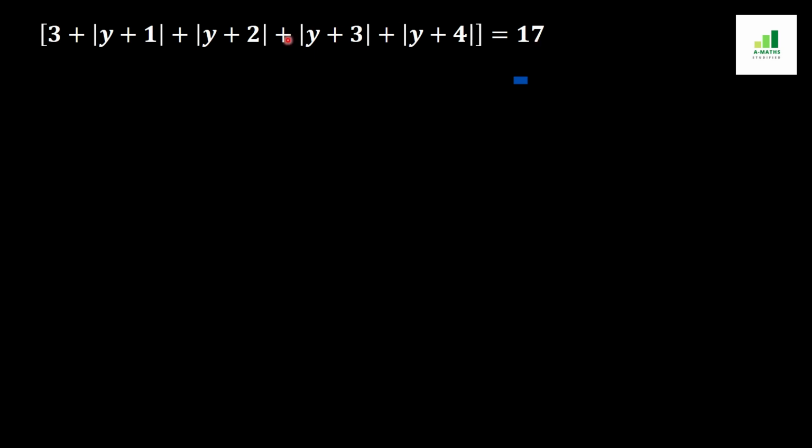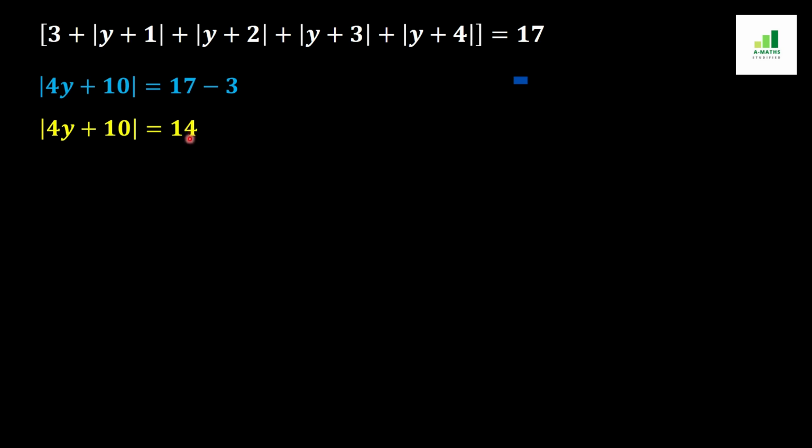In order to solve this question, first we should add all these four mods and we will get |4y + 10| inside one mod, and this 3 will move to the other side of the equation and convert to minus 3. In the next step, |4y + 10| will remain the same, but when this 3 is subtracted from 17 we will get 14.